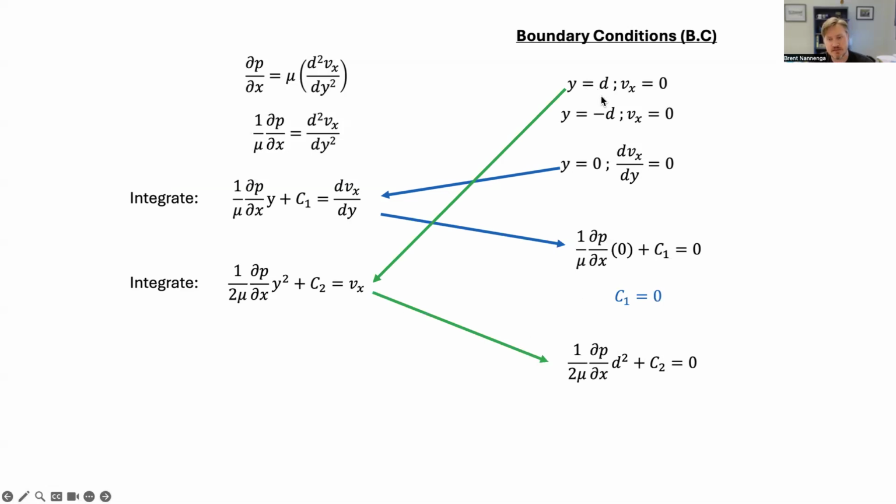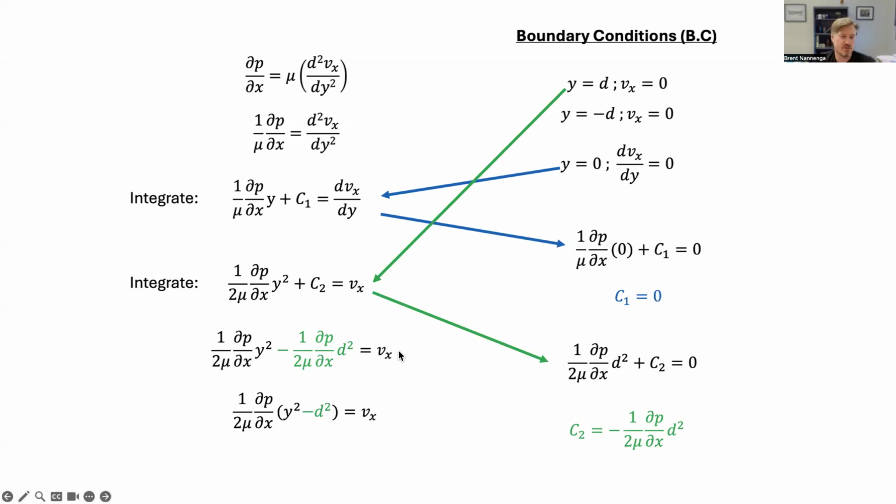So if we use the positive d, we plug it in here, so we get d squared, that comes from the y squared, plus c2 equals 0. So if we solve for c2, we end up getting this right here. Now we can take this c2, plug it right back in, and now this is our equation for velocity in the x direction. If we just rearrange some things, we can group the y and the d here.